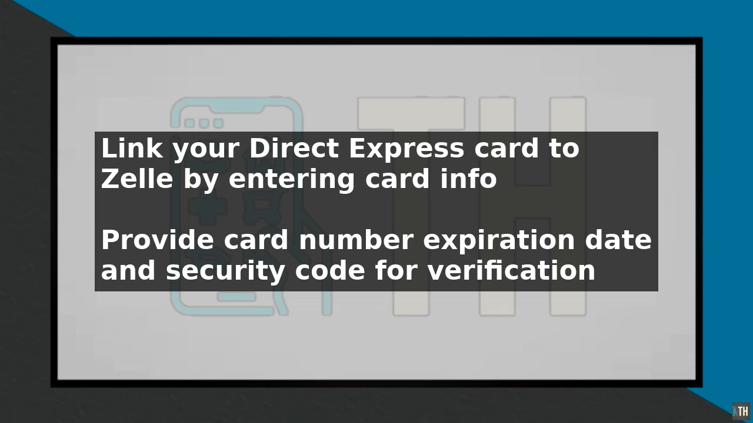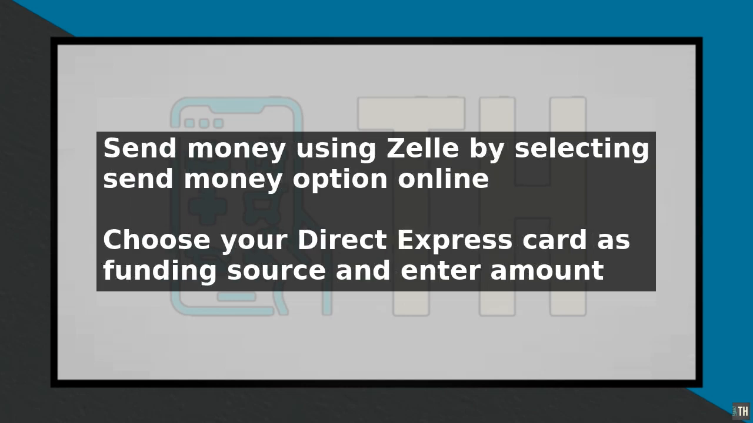To receive money, provide your email address or phone number to the sender and ensure your Direct Express card is linked to Zelle. When you receive a payment, the funds will be automatically deposited into your Direct Express card account.